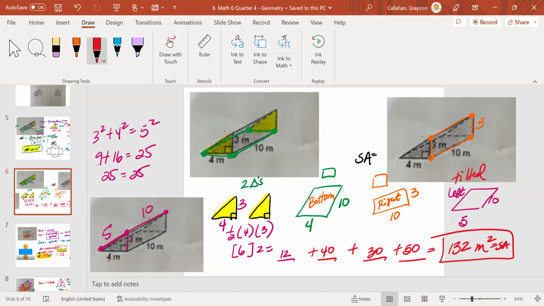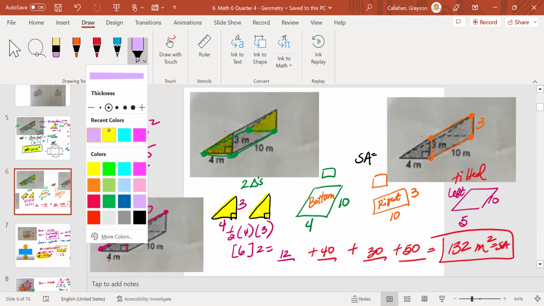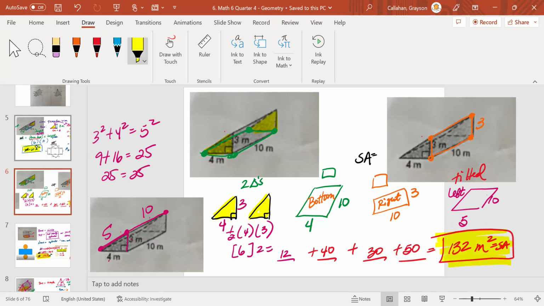What's the question? What was the question? What is 12 plus 40 plus 30 plus 50? It's up there. Look up. Do you get 132? Okay, so that is your surface area.